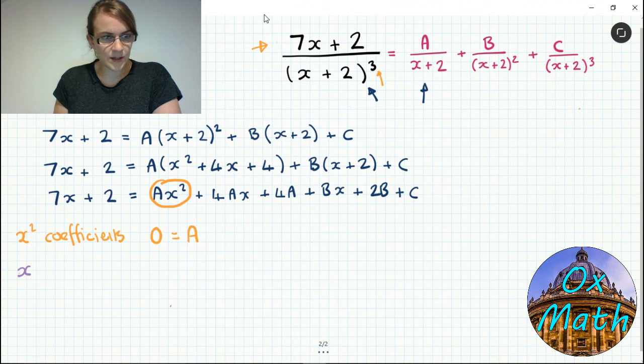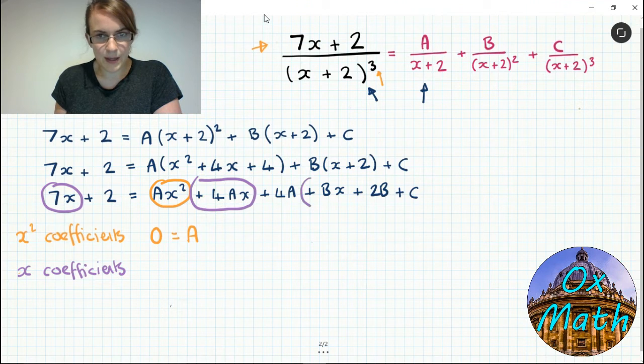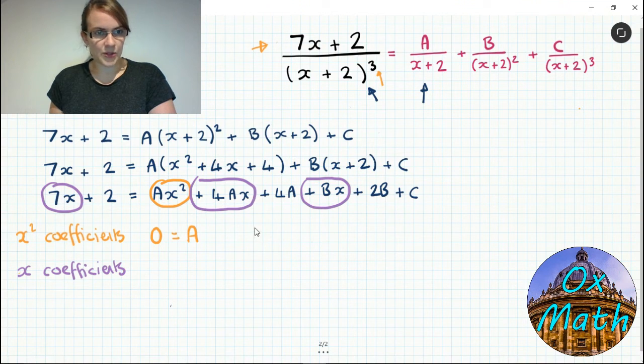We can then do the same for our x coefficients. So this time we do have one on the left hand side of the equation. We've got 7x. On the right hand side we've got plus 4x plus bx, and they are all the x terms. It's important to include the signs if you are thinking about them or ringing them as I have. You don't have to ring them. I am just ringing them to make it clearer exactly what I'm doing, but it is important to consider the sign in front of each coefficient.